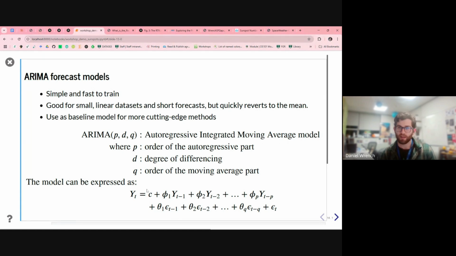So these are the fundamental statistical models for forecasting. They're quite simple, fast to train, generally better suited to smaller data sets, and when we're only trying to make a short forecast. As we'll see, they quickly revert to the mean of the data, so that has some limited value, but in some sense accurately represents the uncertainty as you get further out. And just like that persistence model I mentioned, it's good to use as a baseline for your more cutting edge methods, as we'll get into now.